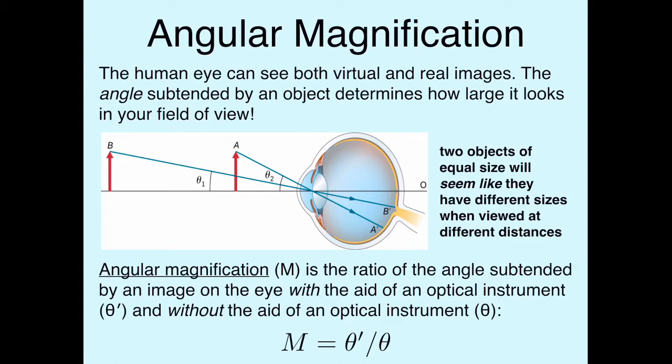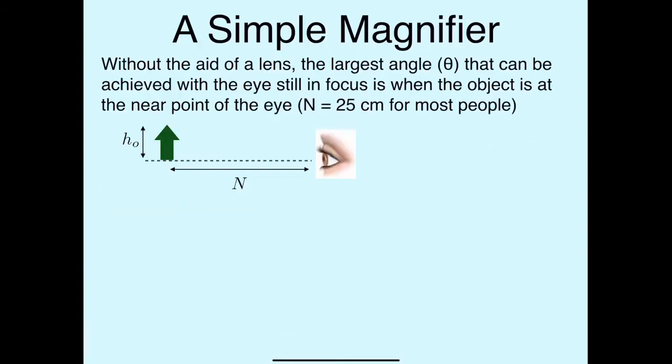That's the angular magnification, and that's what's actually relevant to us when we're trying to make things look bigger in our field of view. Okay, so next, let's consider a simple magnifier. So here I'm thinking about something like a magnifying glass that you would use to read really small text or to see the fine details of things that you wouldn't otherwise be able to see.